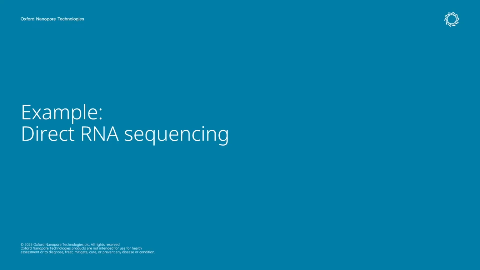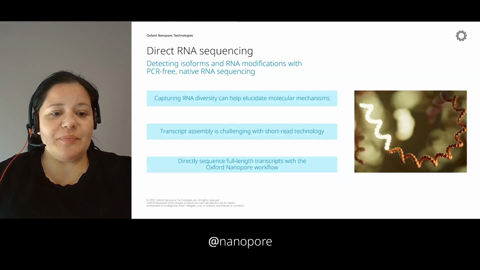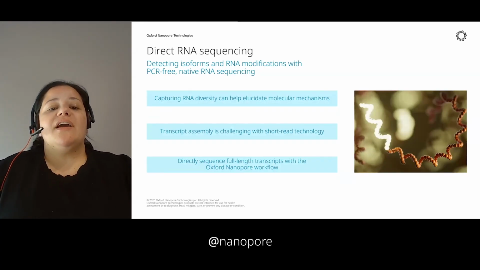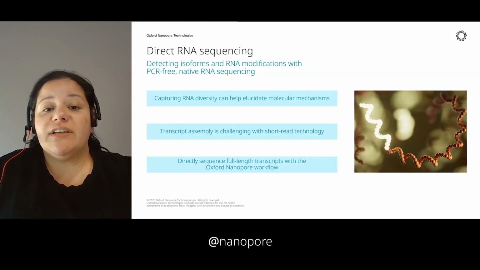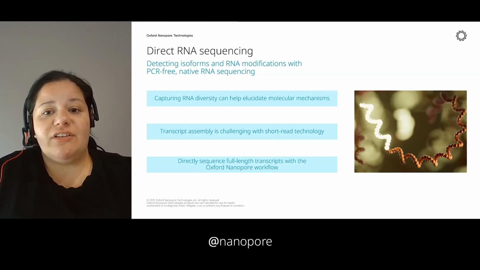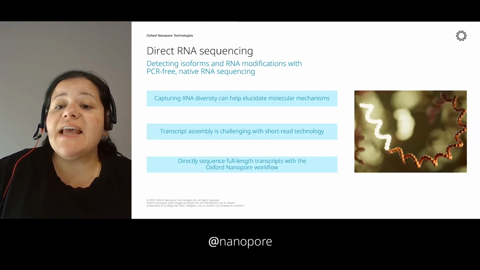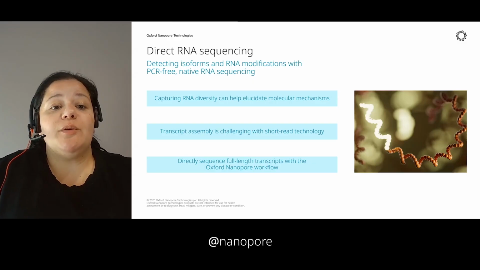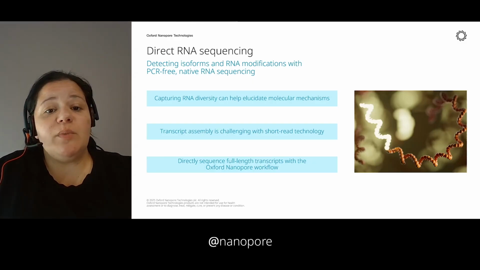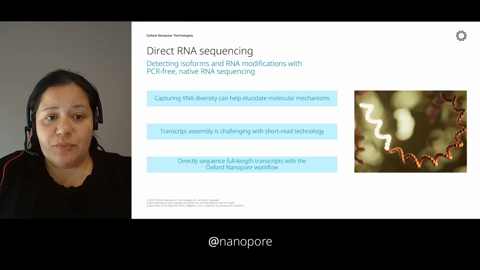Next, let's take a look at direct RNA sequencing as a worked example. Capturing RNA diversity across gene expression, isoform identification, and RNA modification analysis can help elucidate molecular mechanisms, shedding light on applications such as disease research.